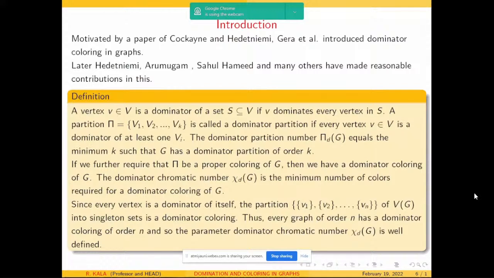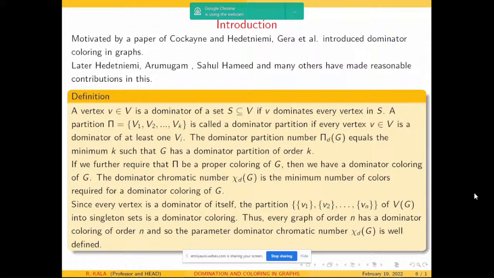So let me first start with the fifth parameter, that is dominator coloring. Motivated by a paper of Cockayne, Gera, and Hedetniemi, the dominator coloring was defined, and later Professor Arumugam and his student Shahul Hameed made many reasonable contributions to this parameter. You take a vertex v and a subset S of the vertex set. I say that this vertex v is a dominator of that set if v is adjacent to all the vertices in S. In other words, v dominates S.